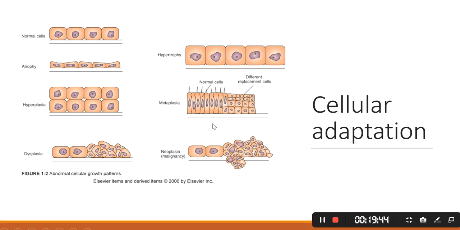What are the types of adaptation? Here it is very clearly shown, this is a normal cell. Now when the cells increase in size, it is called hypertrophy, which happens in the uterus cells during pregnancy. If they increase in number, it is called hyperplasia. Again, the uterus during pregnancy has both features, hyperplasia and hypertrophy. Okay. Atrophy: sometimes cells are not able to adapt, so they get atrophied.